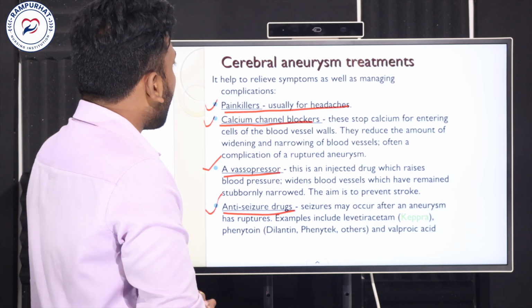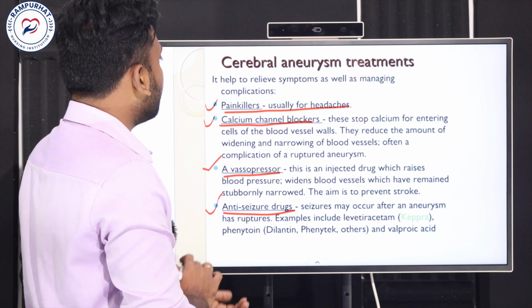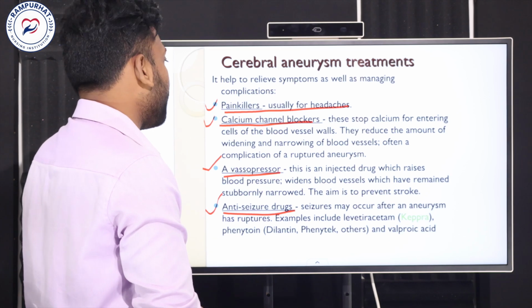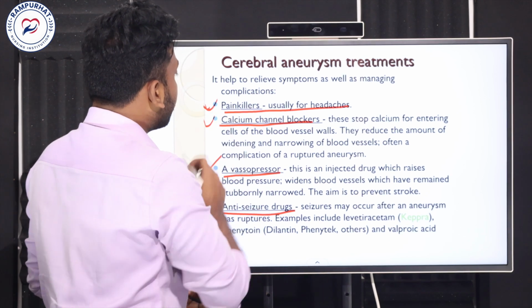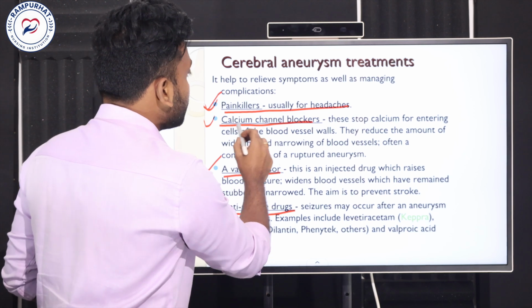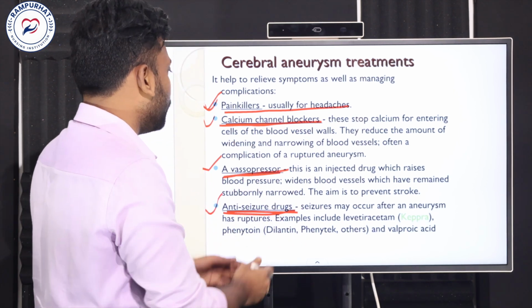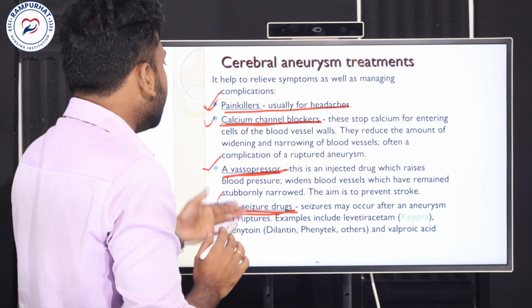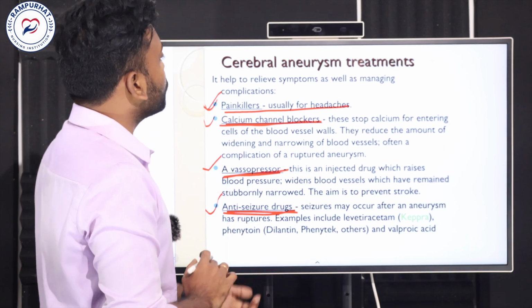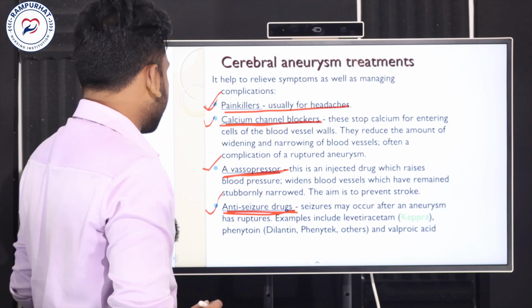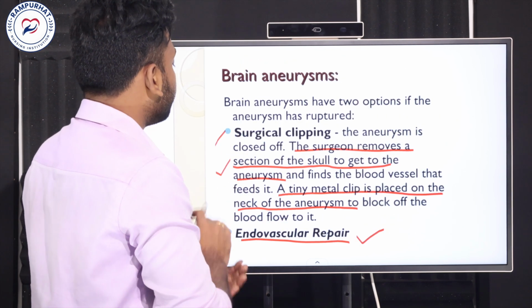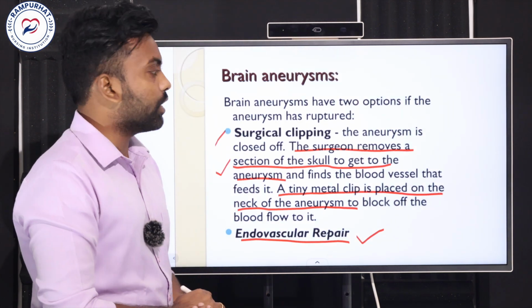And next is what kind of medicines you are supposed to give to the patient. The first one is painkillers, and the second one is calcium channel blockers. Next are vasopressors and anti-seizures. These are the medicines we need to give for those suffering with cerebral aneurysm in order to control the complications.